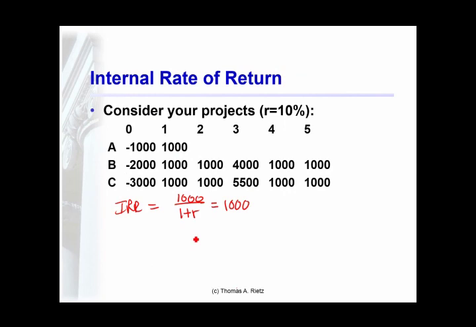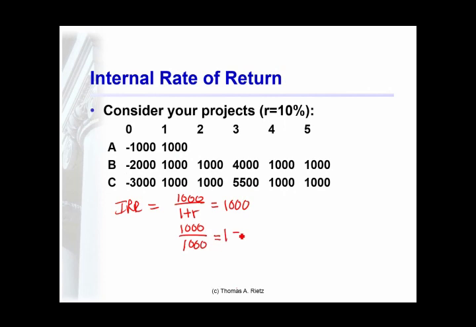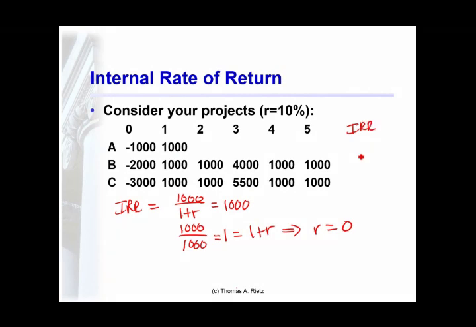Well, cross multiply and subtract 1 from both sides. So the internal rate of return to A is 0. You get no return. You get back exactly what you invested. So that one is easy. And it's pretty easy for annuities. It's pretty easy for perpetuities.